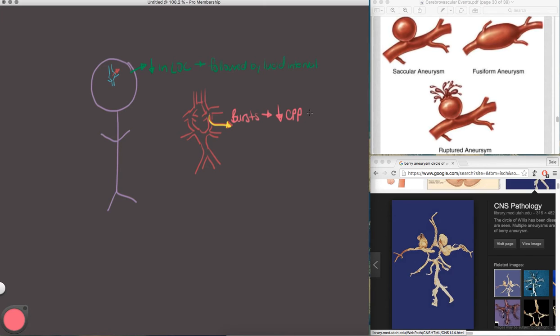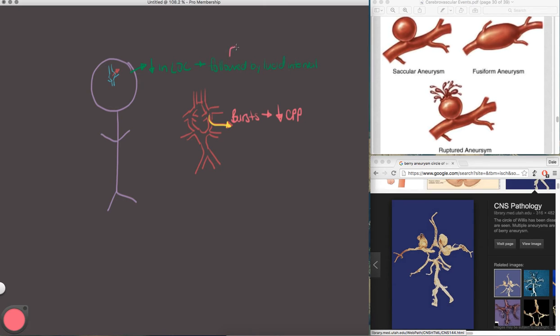It's going to cause a drastic reduction in CPP initially, and then hopefully the body is going to be able to rebound by compensating. So if the aneurysm is not that big, or blood is not leaving as quickly as it could be, the patient can hopefully coagulate a little bit in that area, reduce blood supply to that area by vasoconstriction, and reroute blood around it. In those instances, the patient should regain consciousness, and this will be our lucid interval.